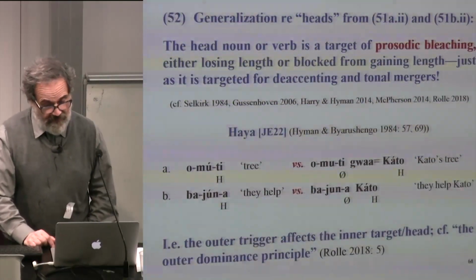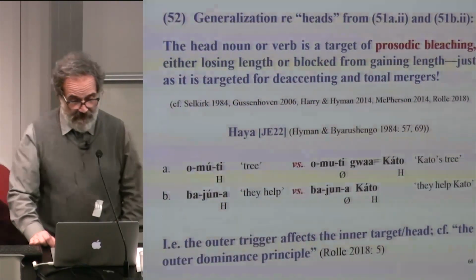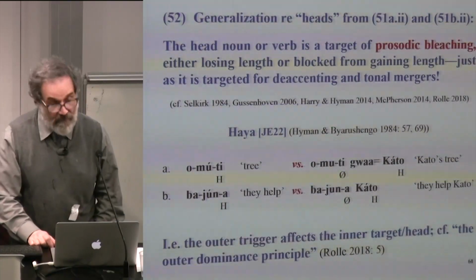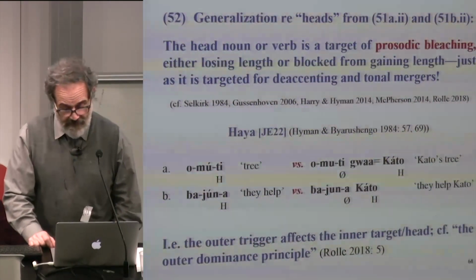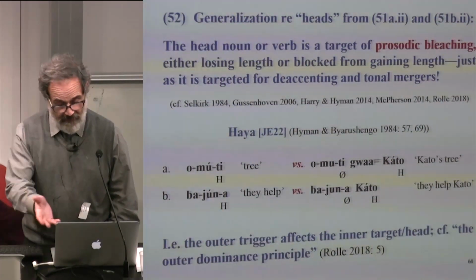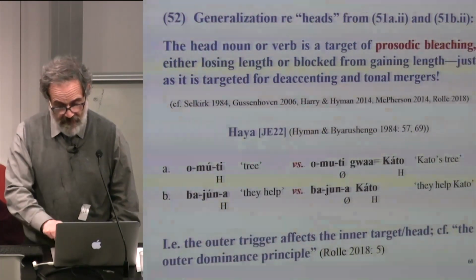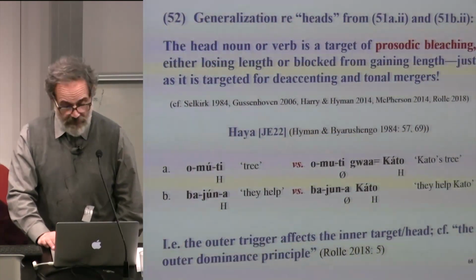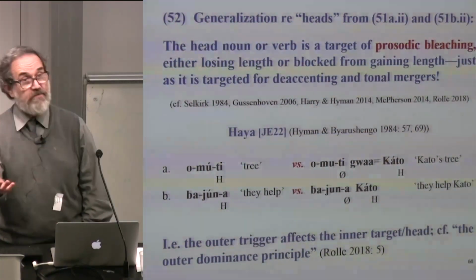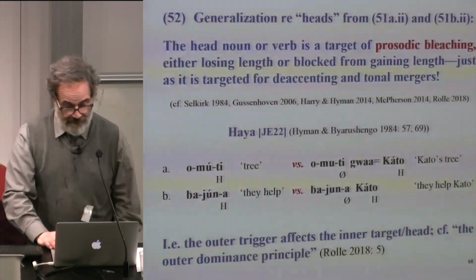Okay, so here's a case from Haya again. The word tree again is omuti when it's final. The high comes from the last syllable, you remember. But when we put something after it, like a possessor, tree of kato, you get omutigwa kato. So you lose the high tone because of the genitive complement there.